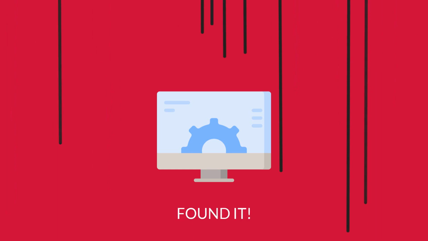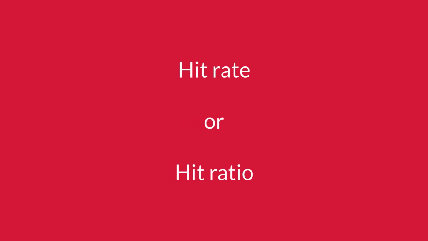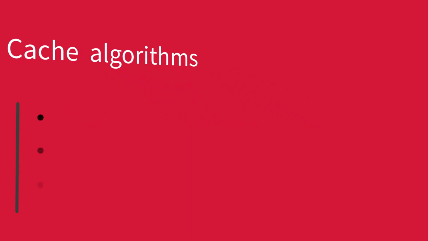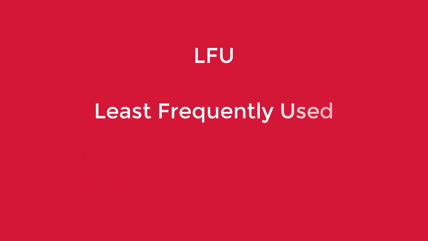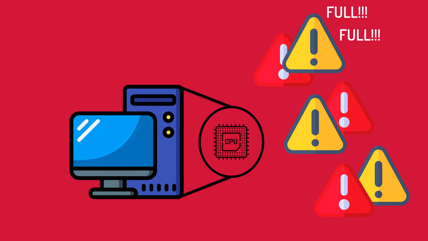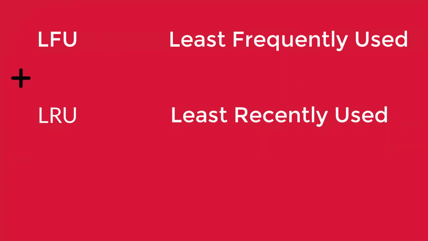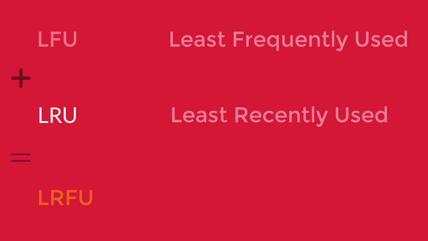Remember that the percentage of accesses that result in cache hits is known as the hit rate or hit ratio of the cache. Cache instructions for how the cache should be maintained are provided by cache algorithms. Some examples of cache algorithms include LFU, which stands for least frequently used, a type of cache algorithm used to manage memory within a computer. When the cache is full and it requires more room, the system will purge the item with the lowest reference frequency. LFU is sometimes combined with the least recently used algorithm and called LRFU.